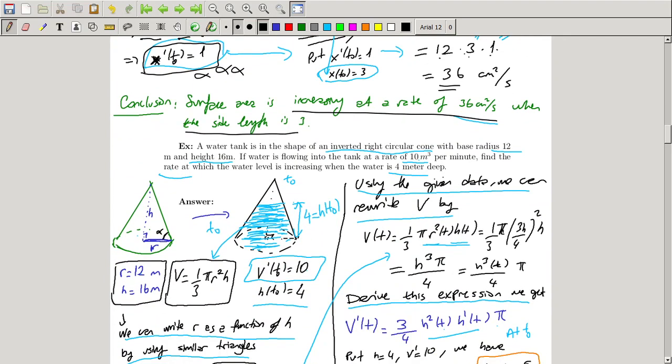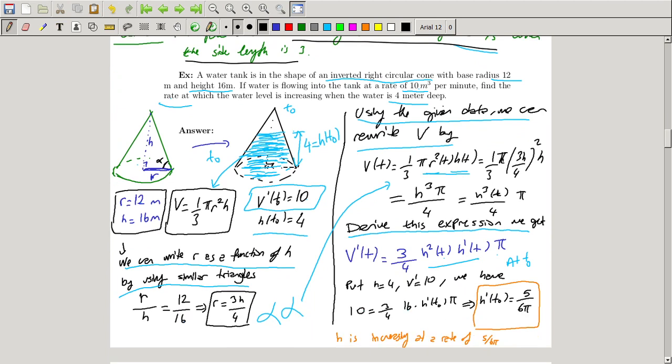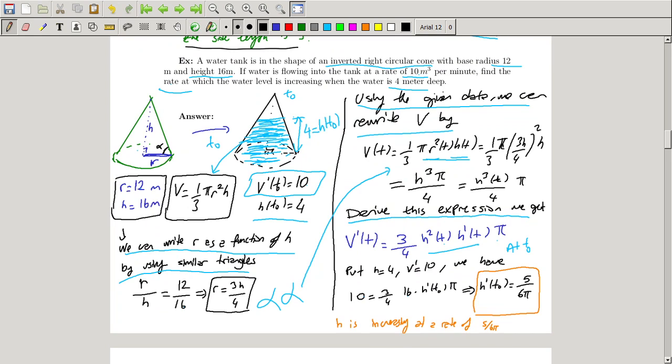Okay, maybe one more example for that part. This is also a geometrical figure question. If you sketch it, it may be better to understand the question. In that question, it says a water tank is in the shape of an inverted right circular cone with base radius 12 meters and height 16 meters. This is our base of the cone, r is given, h is 16.